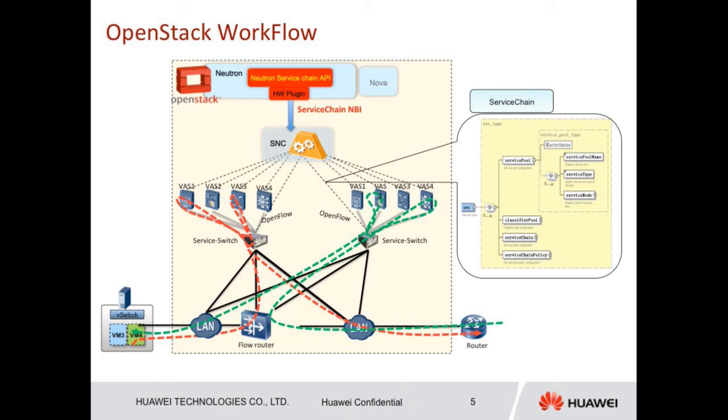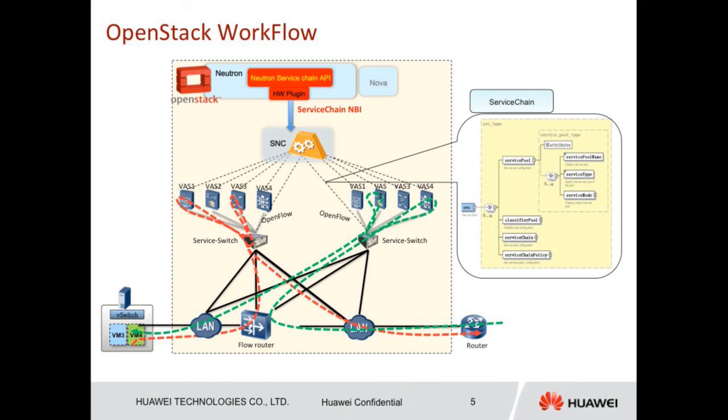Okay, typically we would have a lot of vendor drivers. Any vendor's service path construction control could be easily incorporated with current SDN solutions. Or Neutron itself will act as a service chain controller.